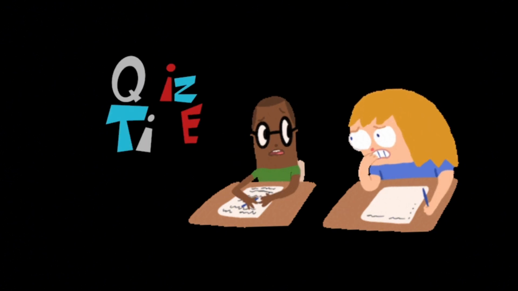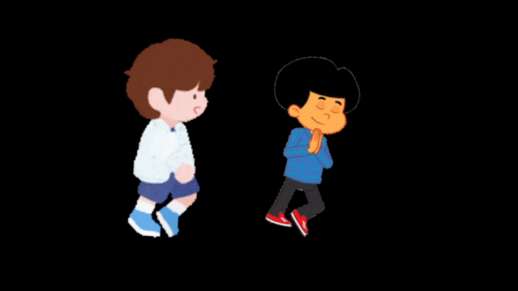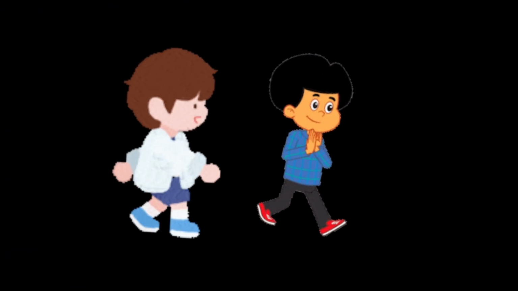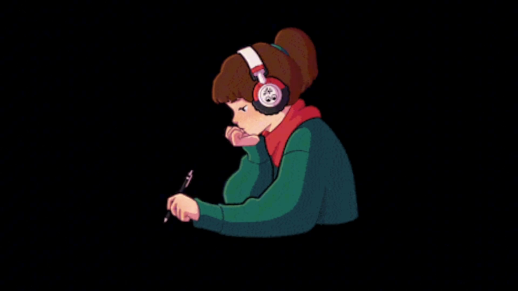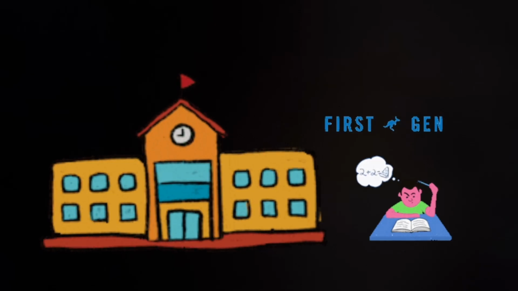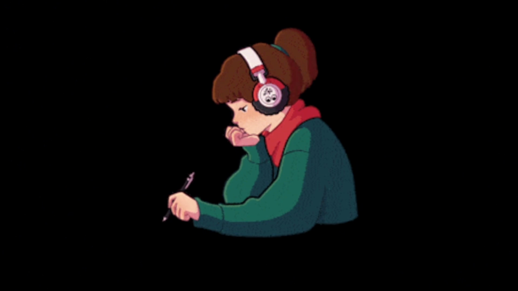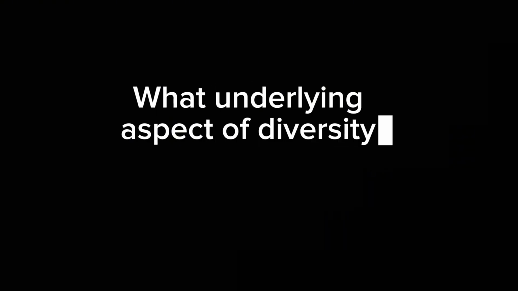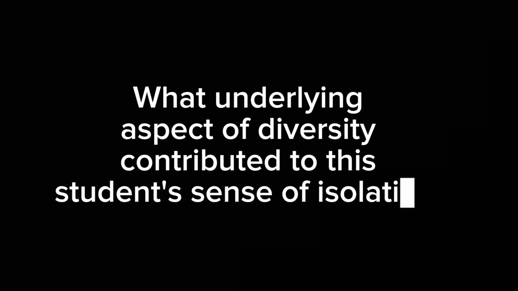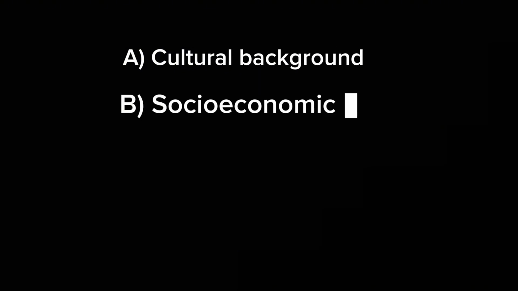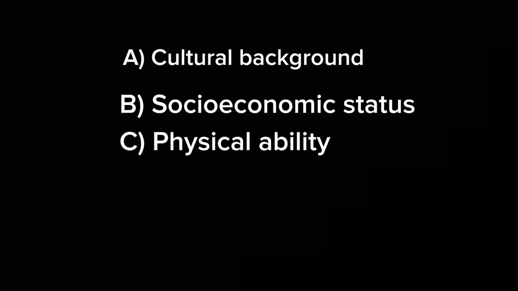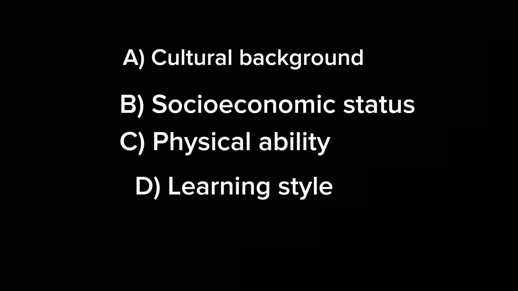Question: when Jerry and Sarah walked into their first day of classes, they were immediately met with a sinking feeling of isolation. As a first-generation college student from a low-income household, they struggled to relate to the affluent backgrounds of their peers. What underlying aspect of diversity contributed to this student's sense of isolation? Was it A, cultural background, or B, socio-economic status, C, physical ability, or D, learning style?